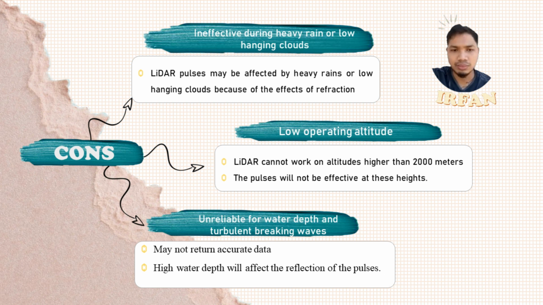Next point is low operating altitude. LiDAR cannot work at an altitude higher than 2,000 meters. It's only effective between 500 and 2,000 meters. The pulses will not be affected at this height. The third con is that it is unreliable for water depth and turbulent breaking waves. When recording at the water surface, if there are waves, the measurement would be inaccurate.